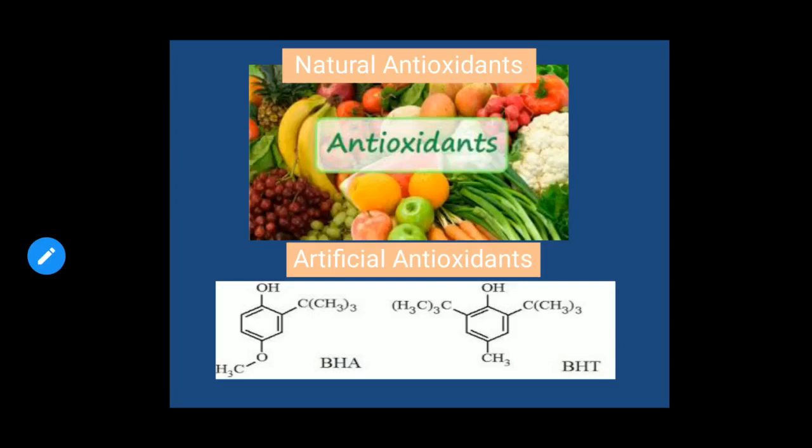One more thing, the process of oxidation reaction of foodstuff can also be slowed down by storing it in an airtight container.